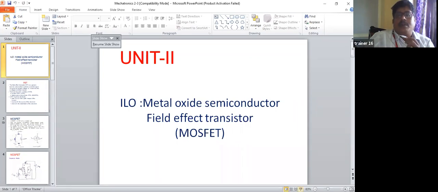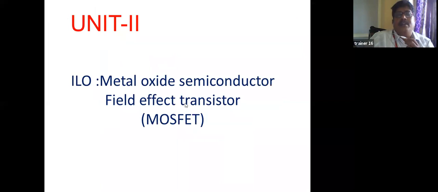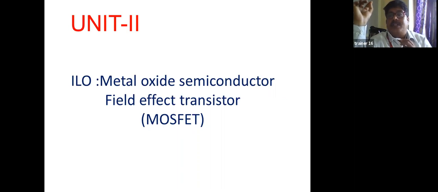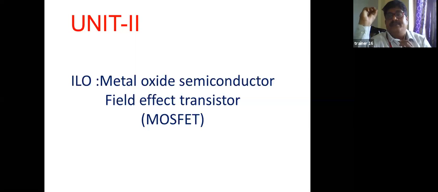Next we discussed the metal oxide semiconductor field effect transistor. Metal oxide, this is silicon dioxide, SiO2. Metal oxide semiconductor field effect transistor. This metal oxide acts as a dielectric, that is silicon dioxide.